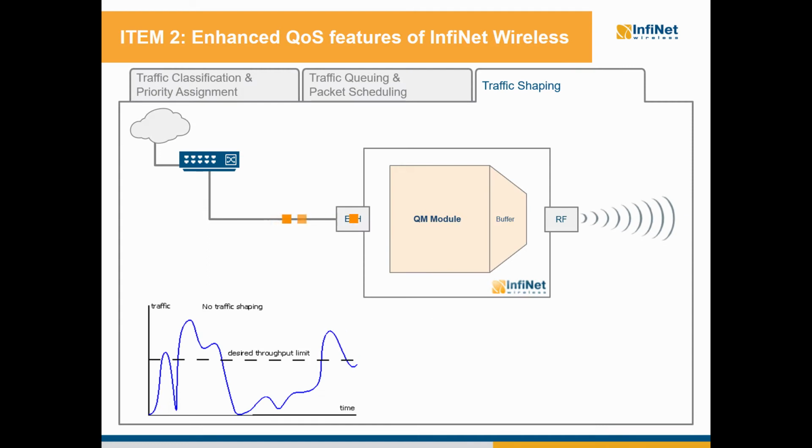In the following animation, you can see how the packets arrive at random speed at the Infinet unit. In contrast, the packets exit the unit in a uniform manner, ensuring a constant throughput. In the absence of traffic shaping techniques, the throughput would be fluctuating, making it difficult to maintain an optimal operation level for all applications.